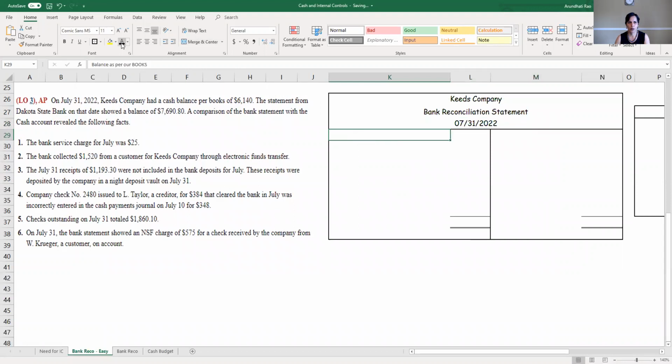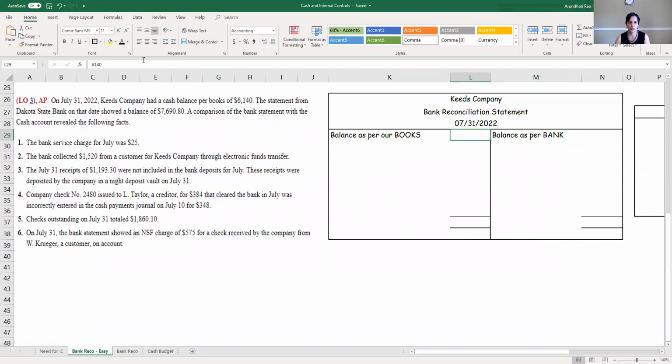So let's start out with, on this side, balance as per our books. That's what my cash balance is in my ledger. And on the other side, I'm going to write balance per bank. So the very first piece of information I have is balance as per my books is 6140. I'm going to put that number in this column. And the bank says I have 7690.80. I put that on this side. So these are just two sides of the sheet of paper, nothing more to it than that.